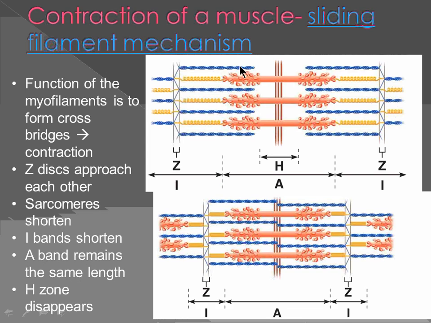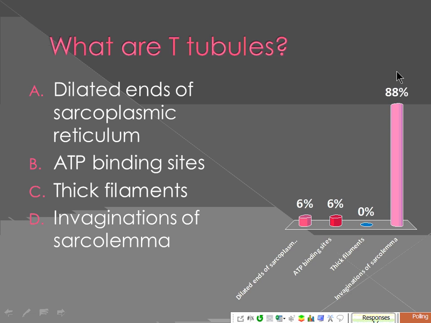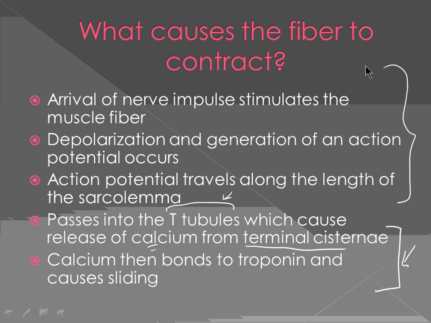So what we're going to look at just now is this portion, that is how the nerve impulse actually arrives and how it passes into the T tubule.